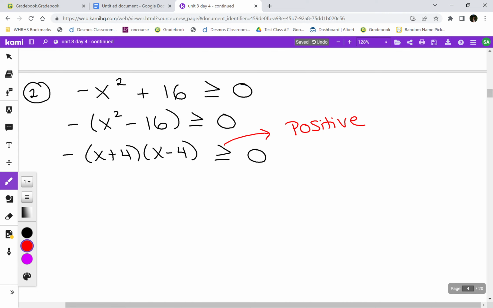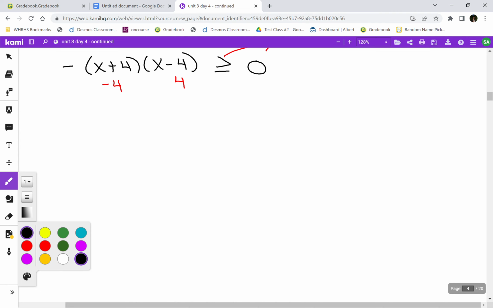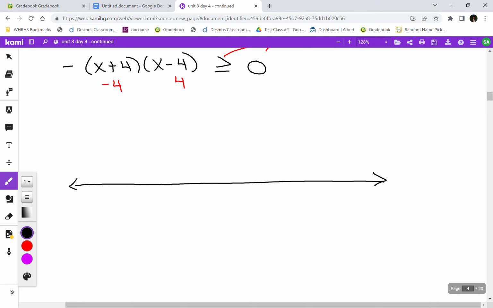So what are my reference numbers? -4 and +4. Our reference numbers are -4 and +4. So now how do I test the regions? I make that number line, right? We make that number line. And furthest to the left, what am I testing?